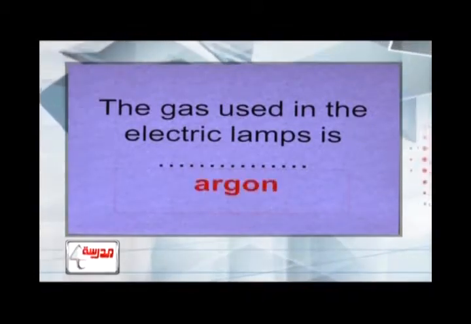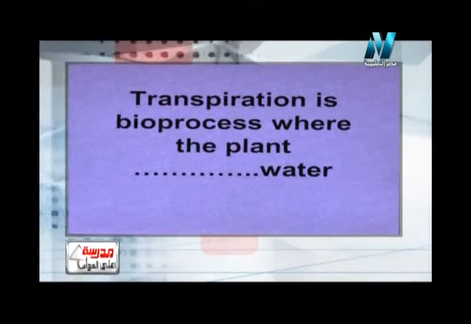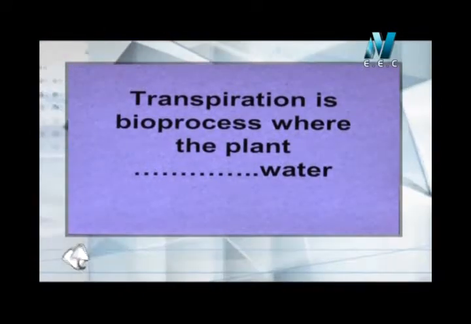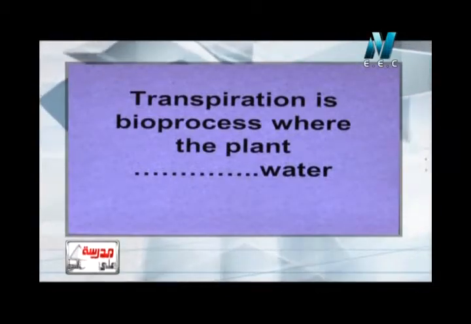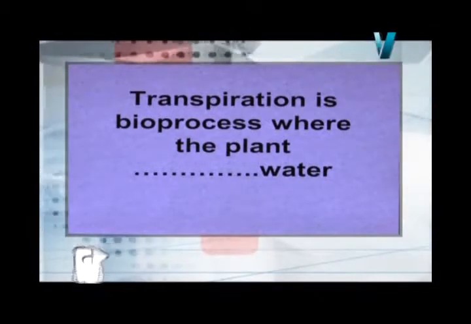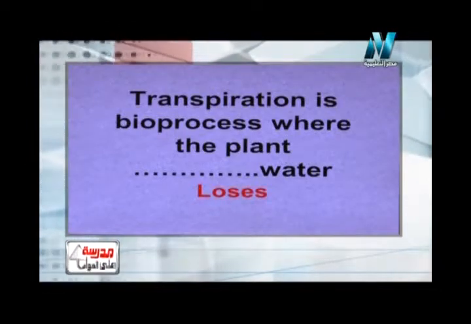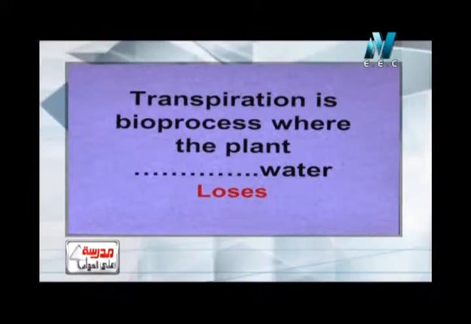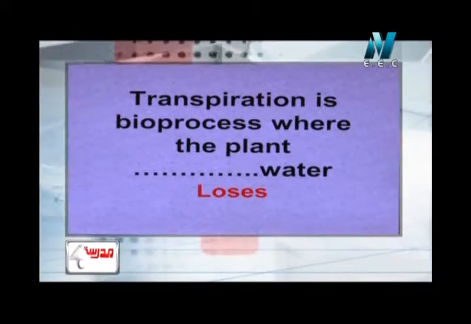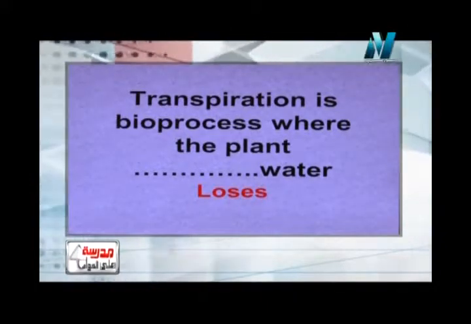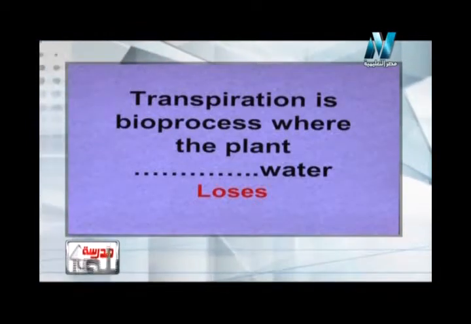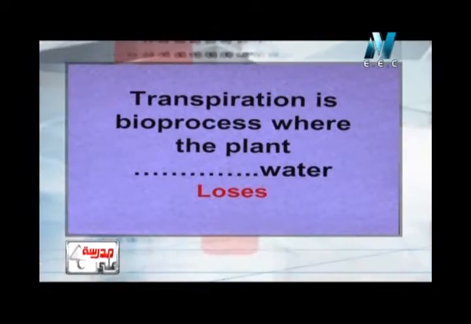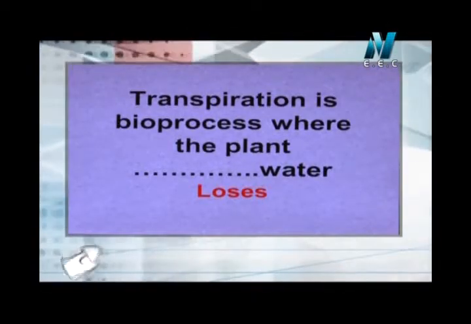Another question. Transpiration is a process where the plant point water. Transpiration is a process where the plant loses water, and we know that it loses water in the form of water vapor to the surrounding area to get rid of excess water. So again, transpiration is a process where the plant loses water.